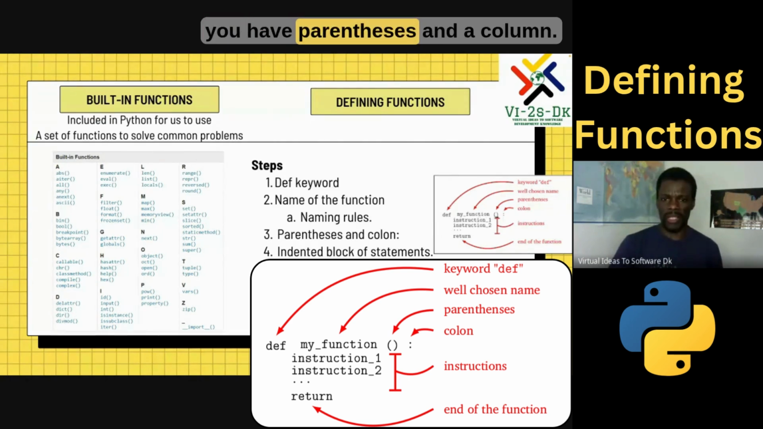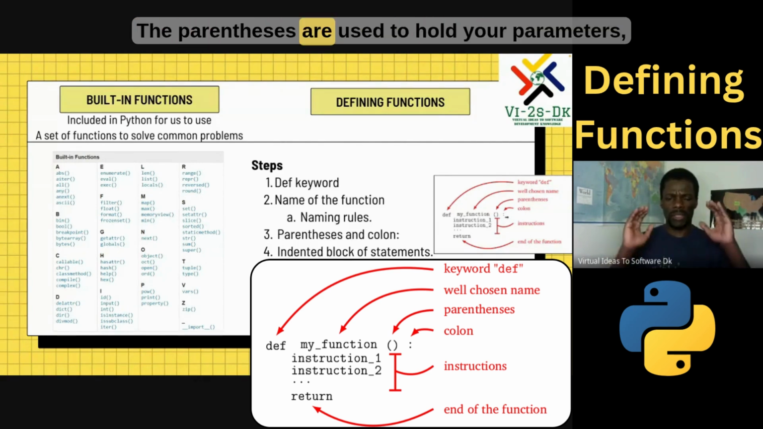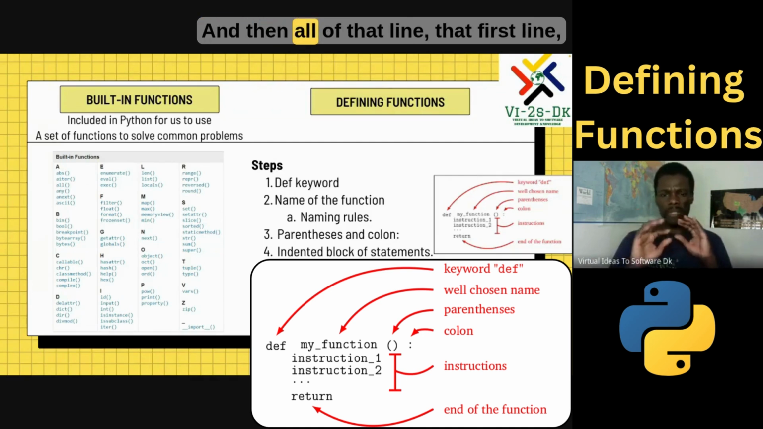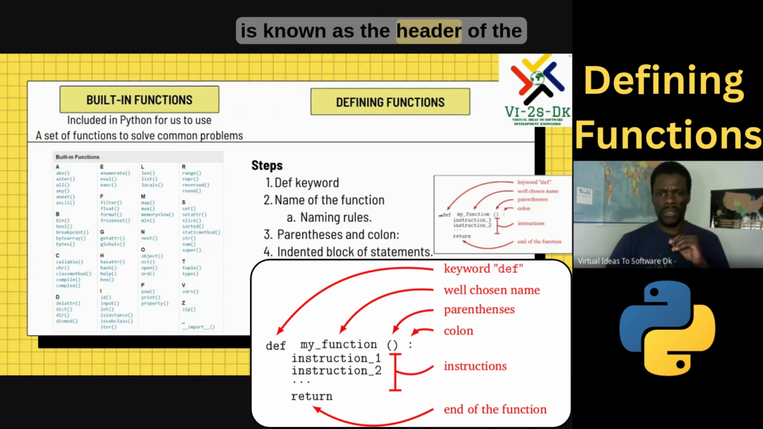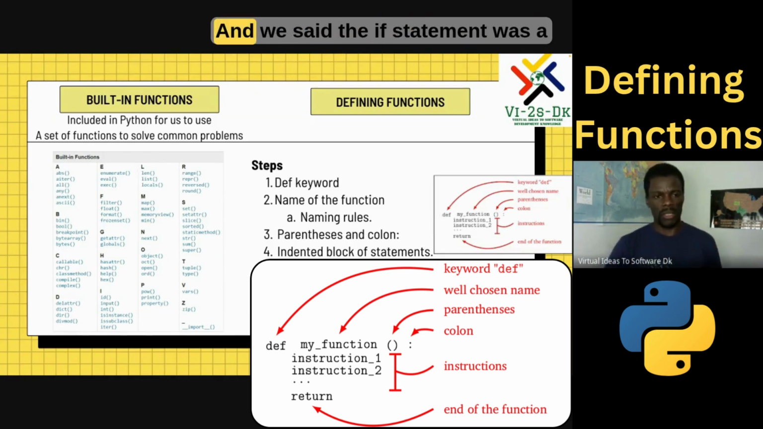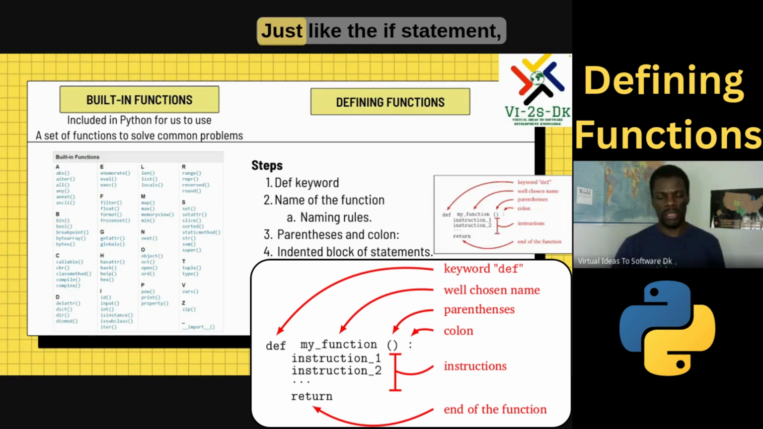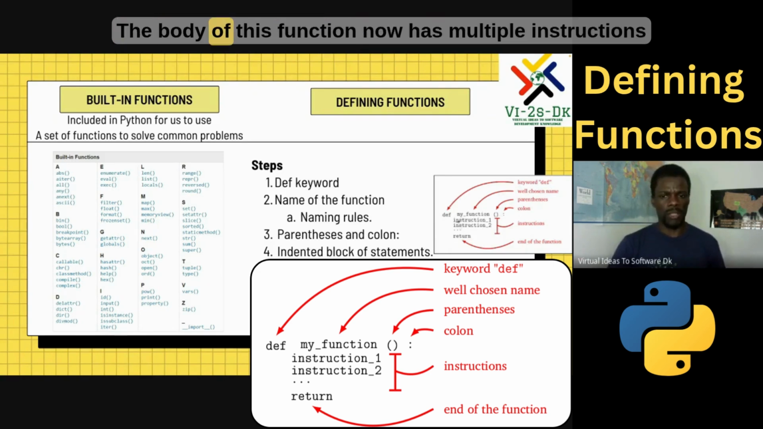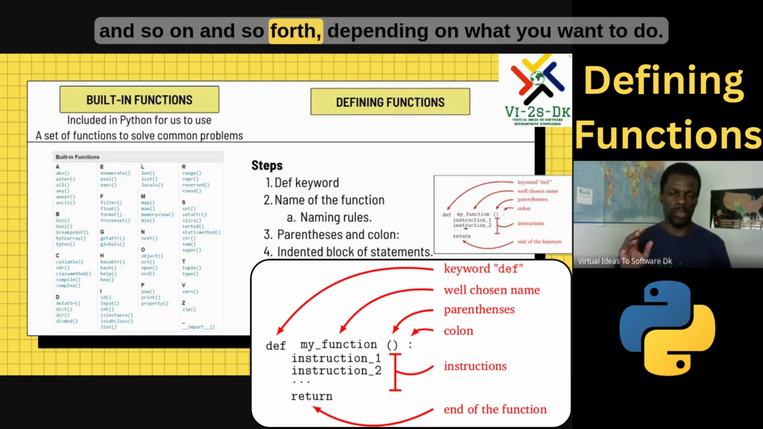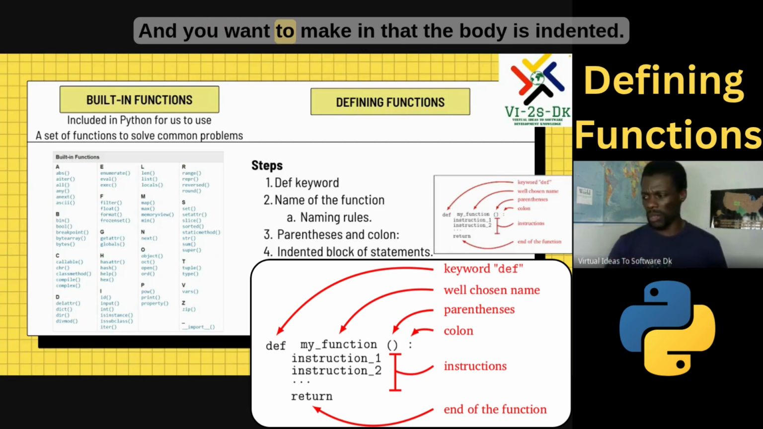All right. So give your function a name. And after that, you have parentheses and a colon. The parentheses are used to hold your parameters, which we'll talk about shortly. The parentheses hold your parameters, and all of that first line is known as the header of the function. Just like we talked about earlier when we looked at if statements, and we said the if statement was a compound statement. Just like the if statement, the definition of a function is a compound statement. So when we end with a colon, we go on to the body of the function. The body of this function now has multiple instructions in there. It could be one, it could be many, depending on what you want to do. And you want to make sure that the body is indented.